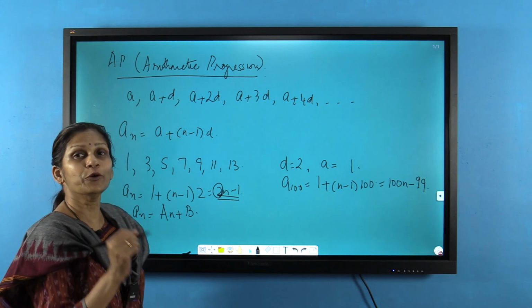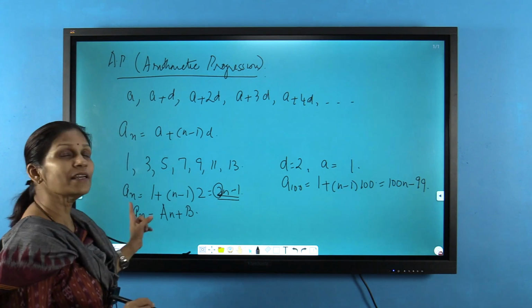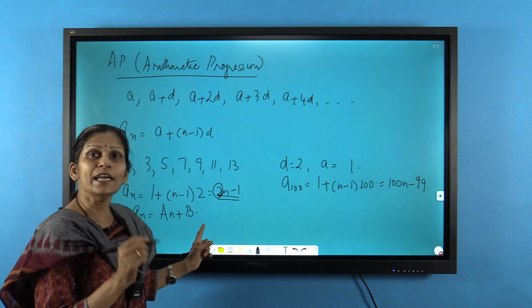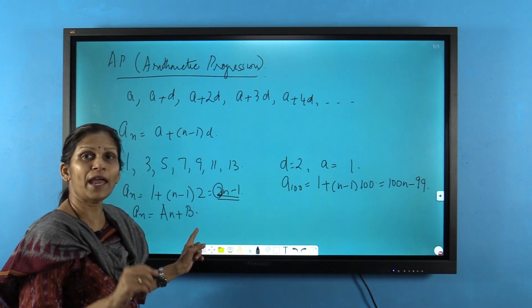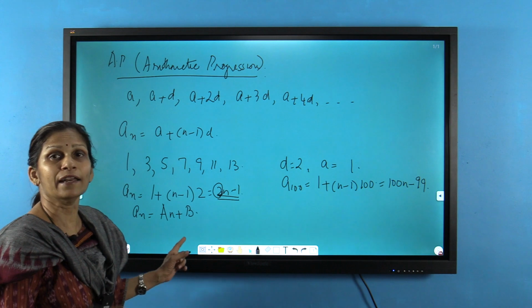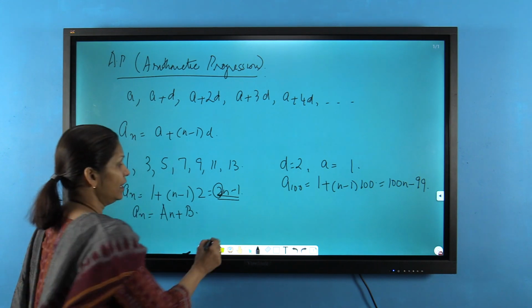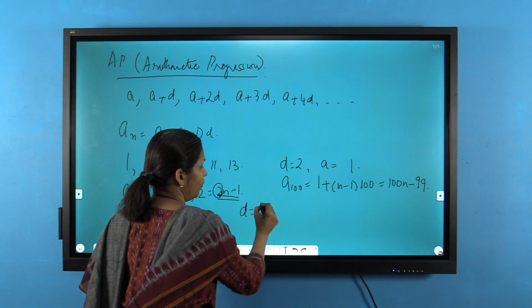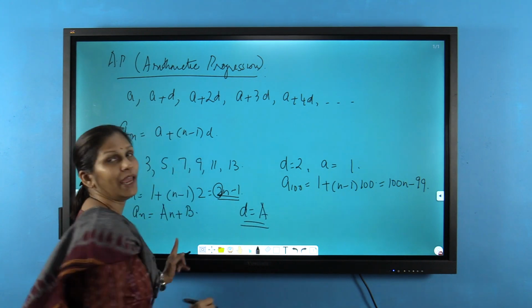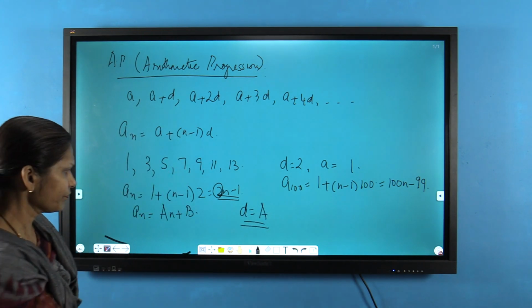So, what can you conclude? The general term of an AP is of the form an plus b, and the common difference will be the coefficient of n, that is, the common difference will always be equal to a, as in this case.